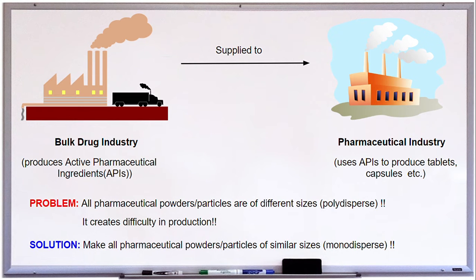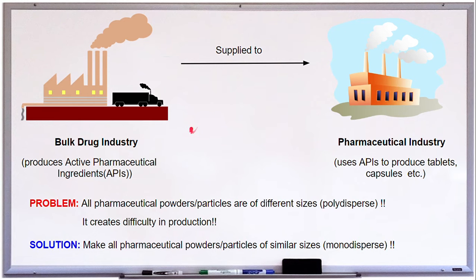If you are talking about the pharmaceutical industry, it is basically classified into two industries. The first is called the bulk drug industry, which generally produces active pharmaceutical ingredients. What does this mean? For example, we all know paracetamol tablets. In this, paracetamol is the active pharmaceutical ingredient or the drug. These bulk drug industries supply this API to the pharmaceutical industries, which use it to produce various dosage forms like tablets, capsules, etc.